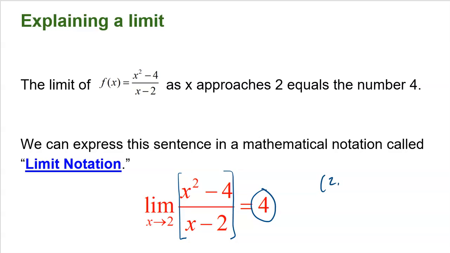But there is no point, right? There is no actual point at 2 comma 4, but it's this idea that as I get closer to 2, the y values of the function are getting closer to 4. And this is what a limit is, okay?